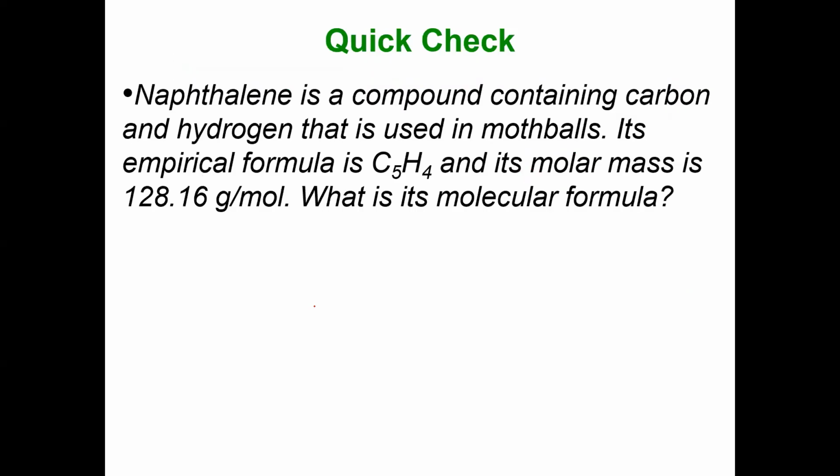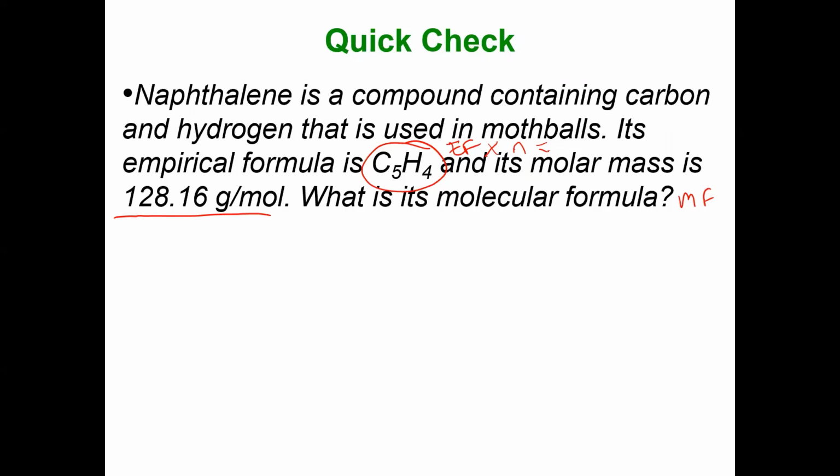Naphthalene is a compound containing carbon and hydrogen that is used in mothballs. Its simplest formula is C5H4, and its molar mass is 128.16 grams per mole. What is the molecular formula? So they're saying that this is my empirical formula. What is my molecular formula? So typically you've got to multiply the empirical formula by some number. I'll call that number n to get the molecular formula.